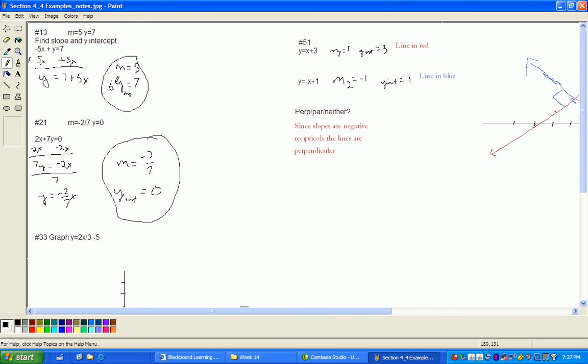The second one asks us to do the exact same thing, find the slope and the y-intercept. We have this equation, 2x plus 7y is equal to 0. If we solve for y, we get y is equal to negative 2/7 x. So from this, we have to find our slope and our y-intercept. Again, the slope is the coefficient in front of our x, in this particular case, negative 2/7. So m is equal to negative 2/7.